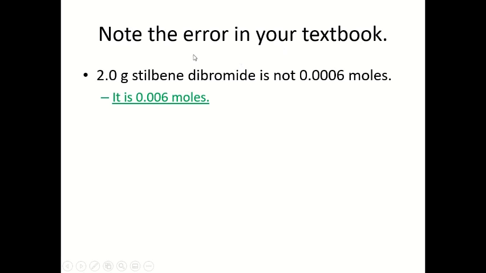This is an error that you have to note in your textbook. 2 grams of stilbene dibromide is not 0.0006 mol. Here you have 3 zeros after the point, and it should be 2 zeros after the point. You can verify this by calculation, right? The correct number of moles is 0.006 moles of stilbene dibromide per 2 grams of stilbene dibromide.